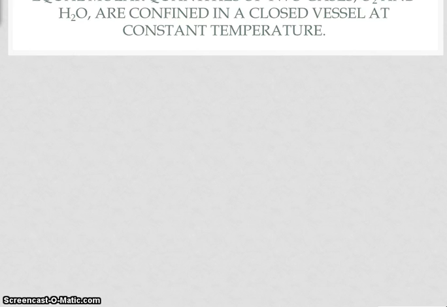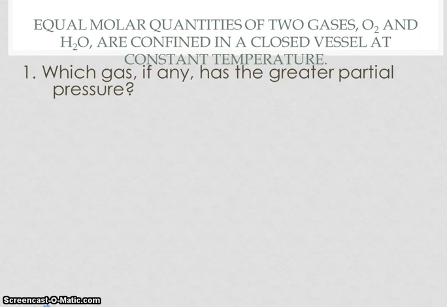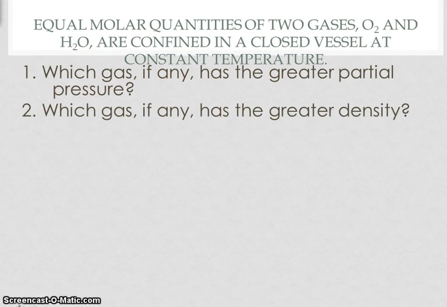So here's a question. Equal molar quantities of two gases, oxygen and water vapor, are confined in a closed vessel at a constant temperature. Which gas, if any, has the greater partial pressure? All right, so let's look at this. We've got PV equals nRT. We know that it's equal molar, so n is constant, R is always constant. It says a constant temperature, and they're in the same container. That means that both gases are exerting the same pressure.